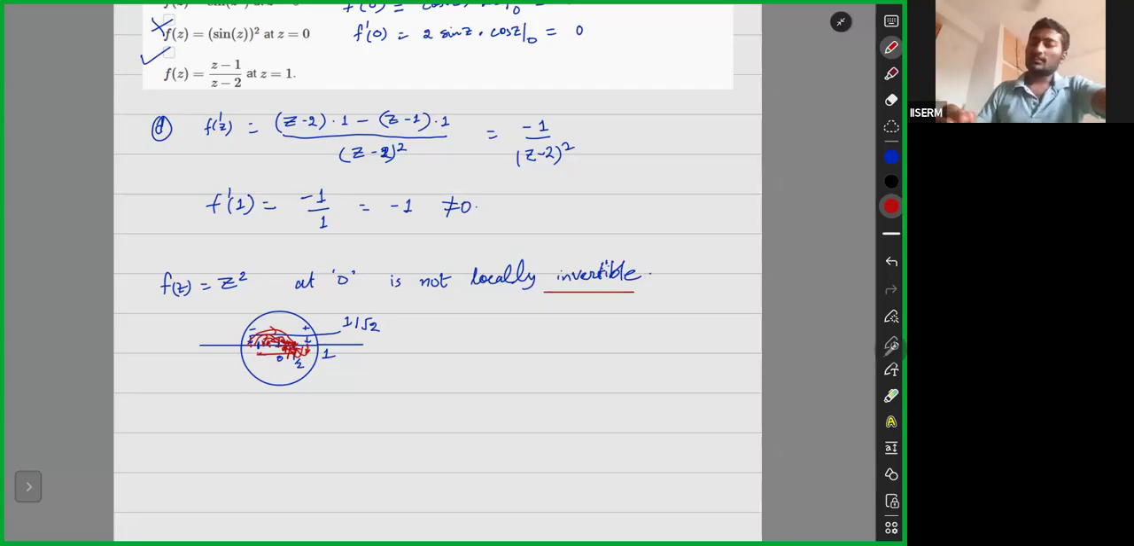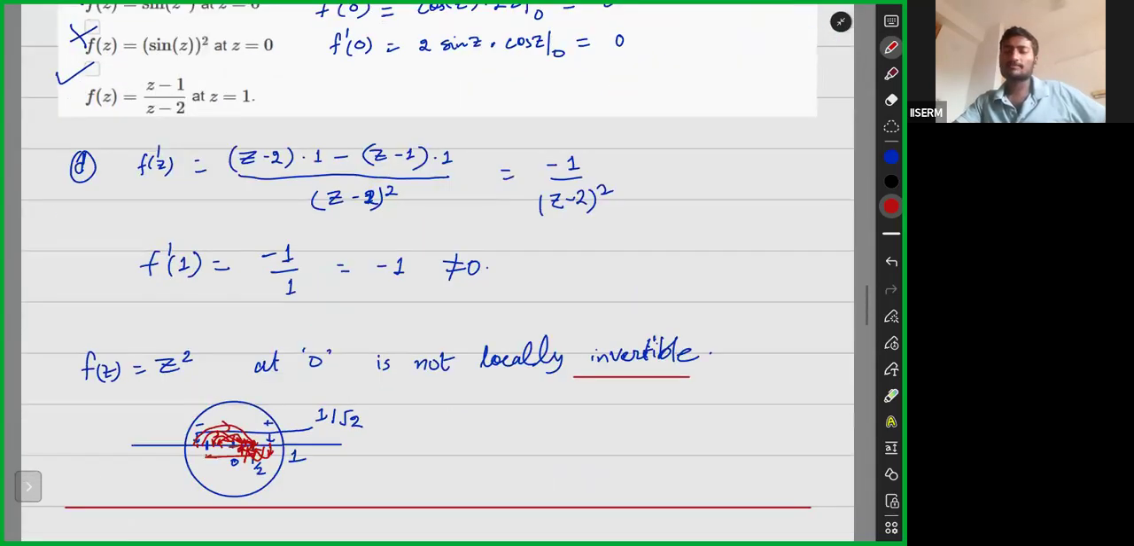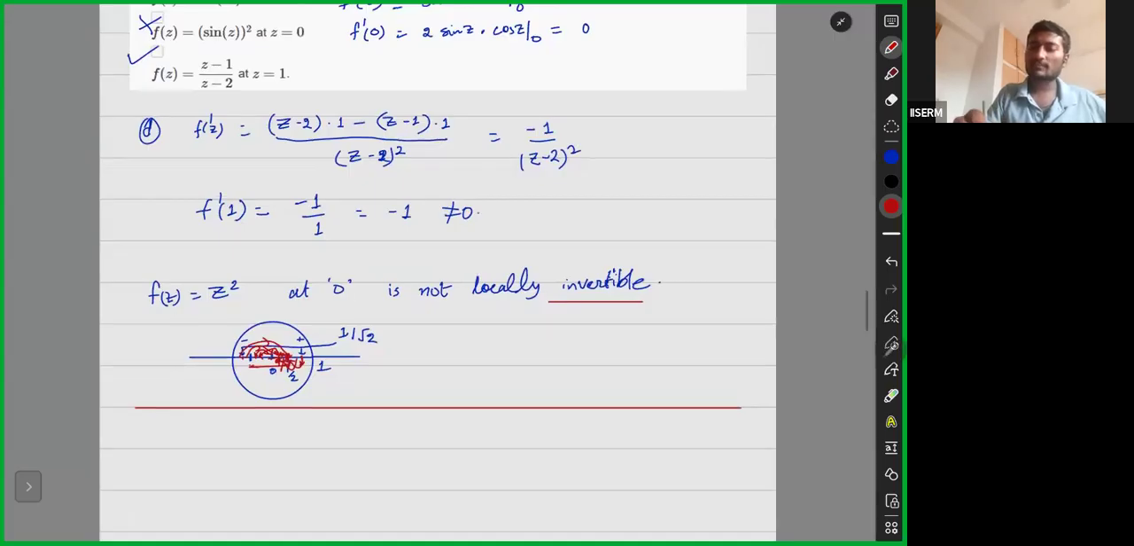Okay. This is just verification from the picture. We are not going to do all of the proof, some of them are kind of intuitive. So this can also be verified that f prime at 0 is what? It is 2 into z evaluated at 0. It is 0. So this way.